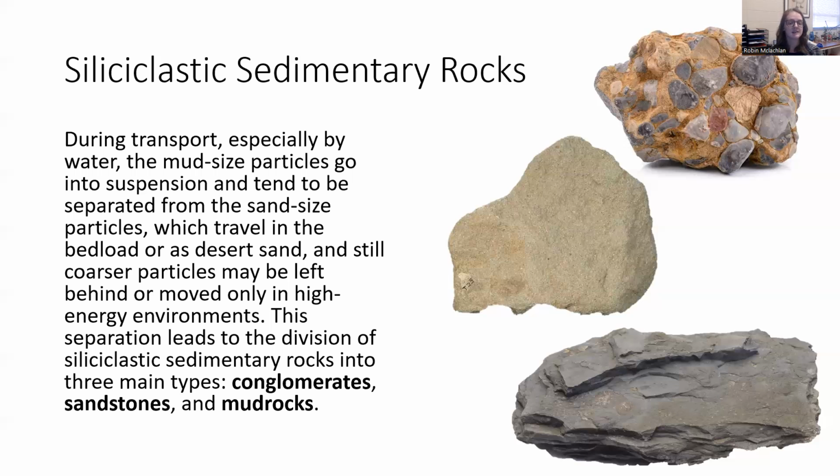And this separation leads to the division of siliciclastic sedimentary rocks into three main types. The ones that contain only the small fraction that got carried away, those are our mud rocks. The ones that contain mostly just sand, right? Those are our sandstones. And the ones that contain a little bit of everything before that material was actually separated based on grain size, that's our conglomerates.